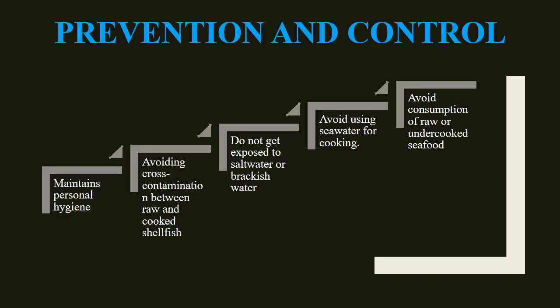Prevention and control of Vibrio parahaemolyticus. Maintain personal hygiene. Avoid cross-contamination between raw and cooked shellfish. Don't get exposed to salt water or brackish water. Avoid using seawater for cooking purposes, and also avoid consumption of raw or undercooked seafood.